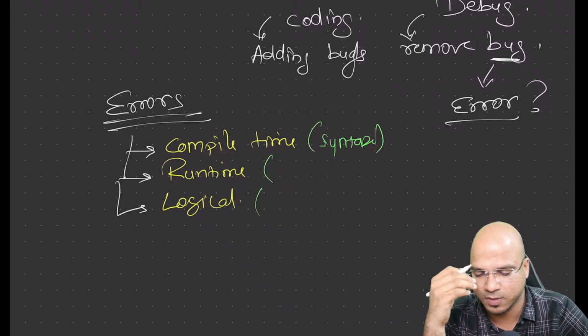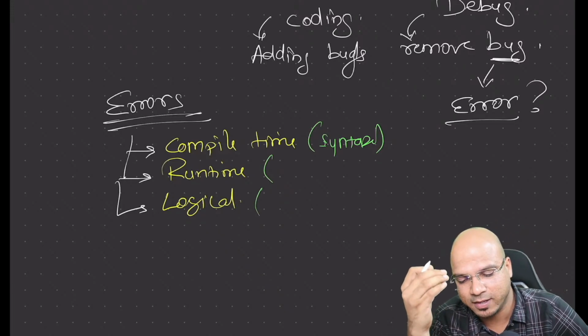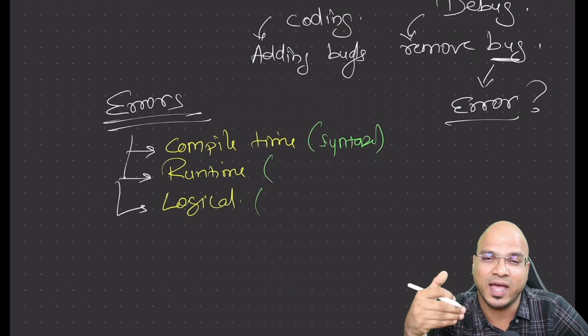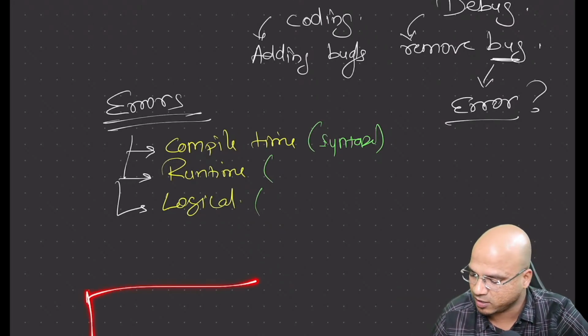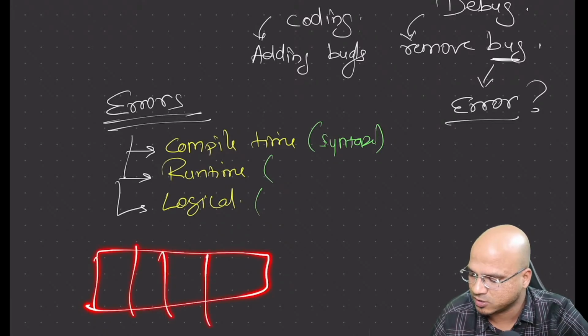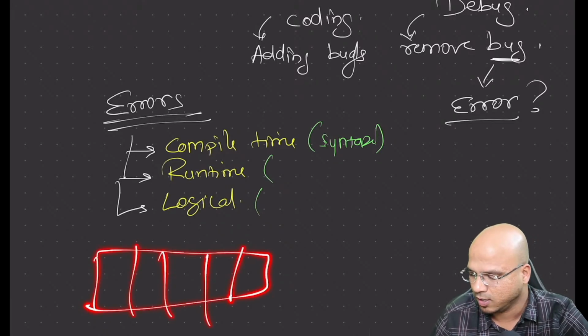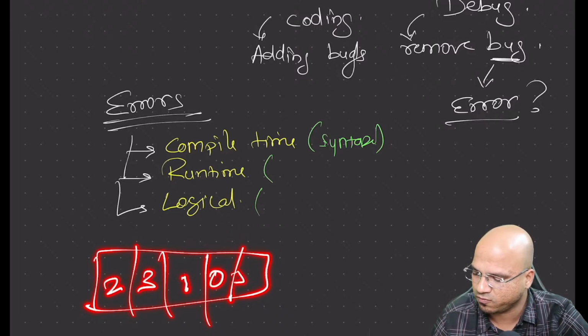Let me give you one more example. What if you're working with an array and the size of the array is only 5? So let's say you have an array here with only 5 boxes, and you have entered the values 3, 2, 2, 3, 1. You have inserted these values and now you are trying to insert one more value, let's say 6.